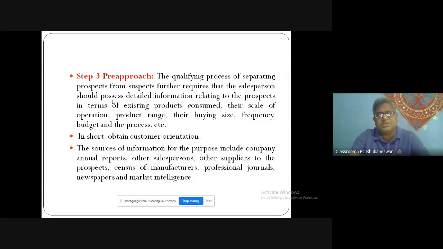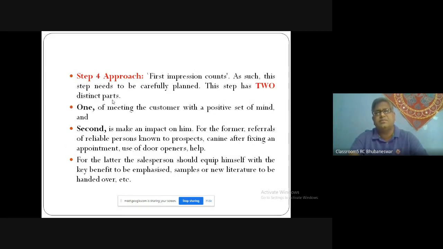Orienting the customer means you have to introduce your product in front of the customer, that our company is the best company and can sell such other types of products too. And as a customer, you can also get information from annual reports, other sales, supplies, prospects, and professional journals.